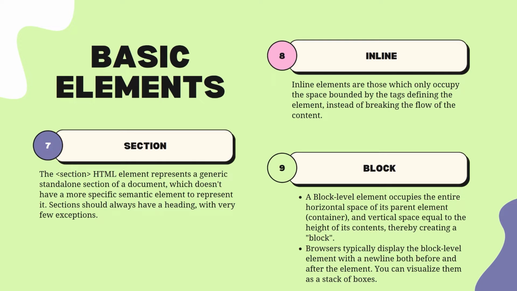A block level element flips that on its head. Block level elements occupy the entirety of the horizontal space of the parent element, as well as the vertical space equal to the height of the contents, thereby creating a block.